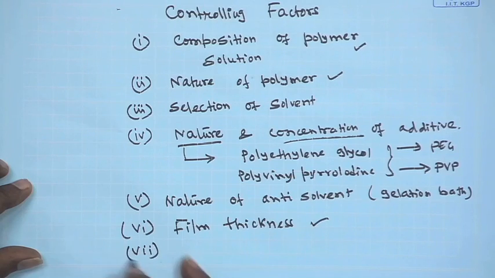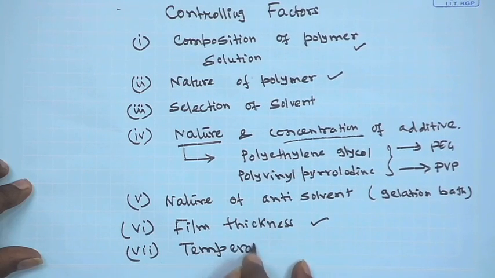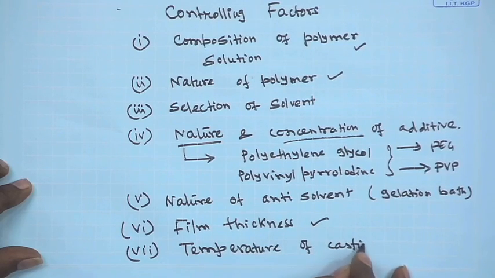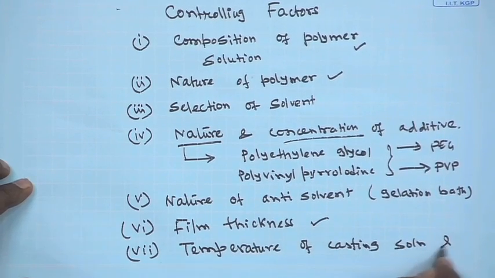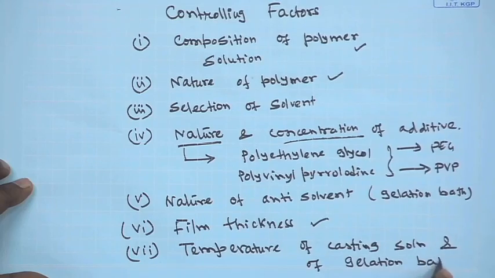Then the next one is the temperature of casting solution as well as temperature of gelation bath. As we have already discussed earlier, temperature is one of the controlling factors to alter the gradient of chemical potential. So, if you alter the temperature of the casting film or the gelation bath, that will really control the demixing process of solvent and non-solvent, resulting in a particular pore size of the membrane. So, that will complete the membrane casting process and the basic fundamentals behind any separation process.